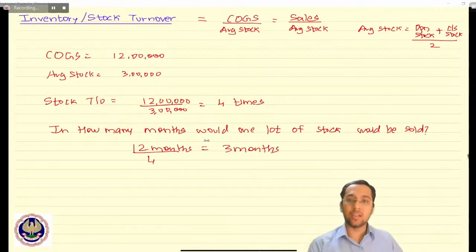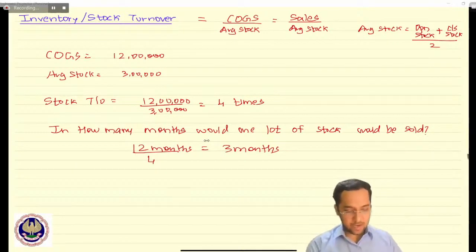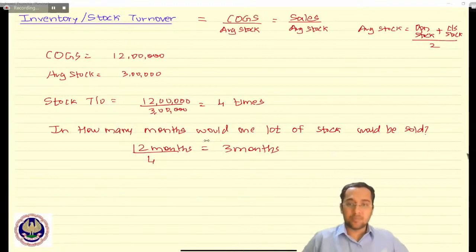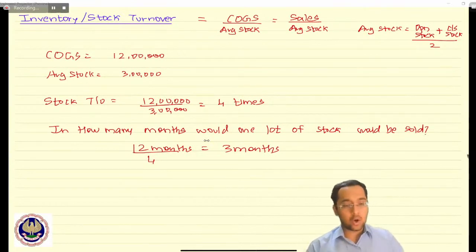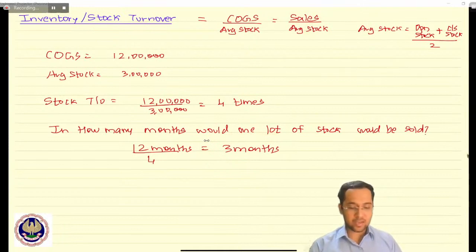We would be taking 3 months, right? So for each lot to be sold, we would be taking that as 3 months. This particular 3 months that we have is the stock turnover or inventory turnover. Sometimes it is called stock velocity, or stock turnover in months. It can also be expressed in terms of days, right? So this simply indicates that we are going to take 3 months to sell one full lot.